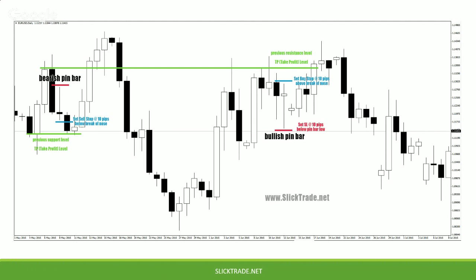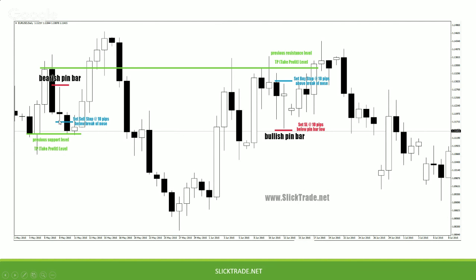So here is an example. There are two examples actually, for a bearish and a bullish pin bar. We're going to start over here with this bearish pin bar. Okay, we're on the Euro USD daily chart.